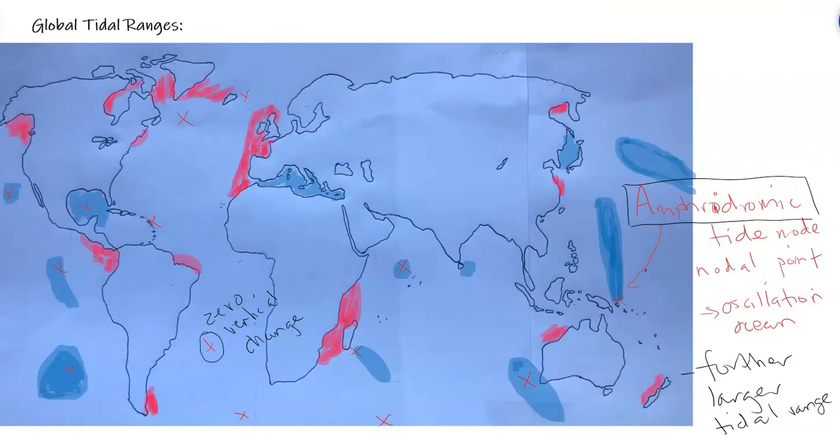So let's add in the two extremes. The blue areas that I've shaded in on the world map, that is basically around the nodal points or amphidromic points, and they are basically areas of zero tidal range. The oscillation goes around that, so there's no real movement.